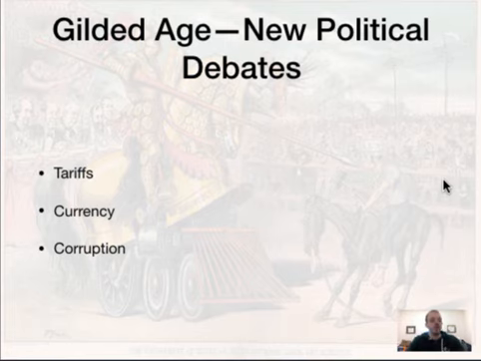In this time period, we continue to have our major two parties from right before the Civil War, the Democrats and Republicans, and they really hold on to those Civil War era divisions. We're going to see the Republicans emerge as the party that's more friendly to business, while the Democrats are more in favor of a small central government.